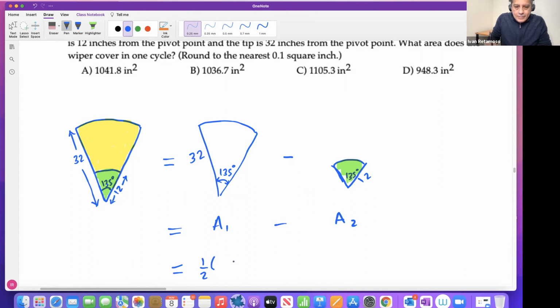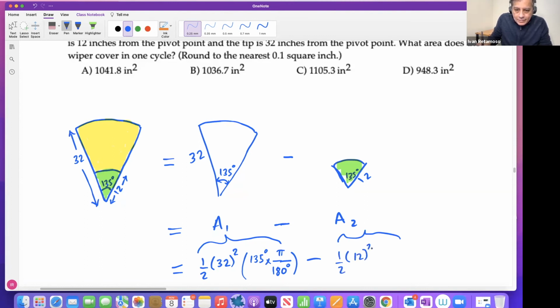1/2 the square of the radius, which is 32, right? Square, times the angle, but the angle is 135 degrees. We must convert it to radians by multiplying by this factor, right? Pi over 180 degrees. This is this guy, right? Minus the area two. The area of the smaller sector will be 1/2 radius 12 squared times the angle in radians, 135 degrees. To convert it to radians, we multiply that angle by this factor, pi over 180 degrees, right? Yeah, this is it.